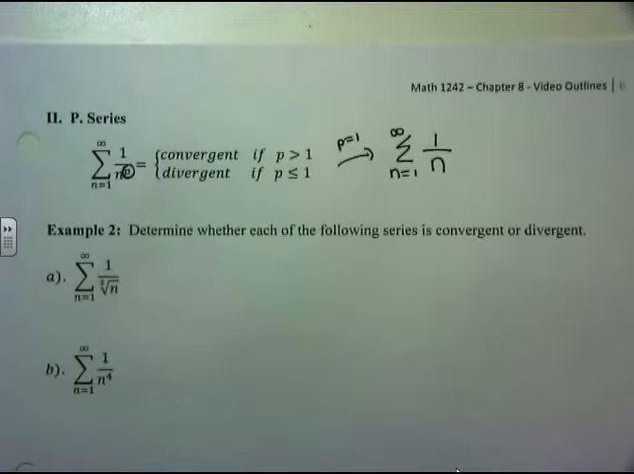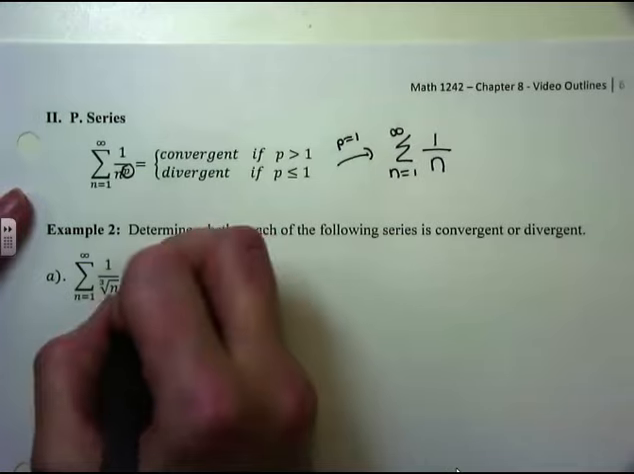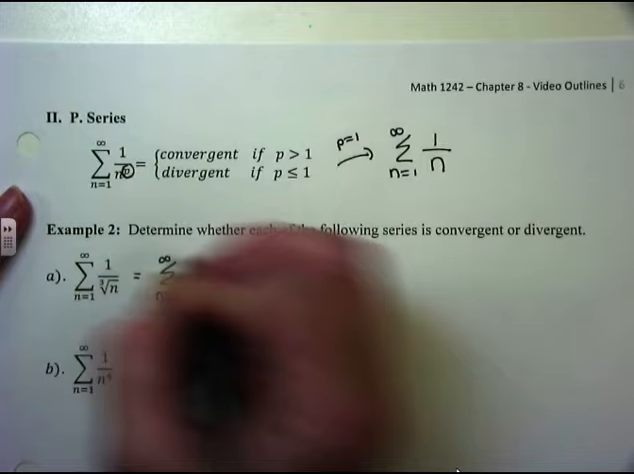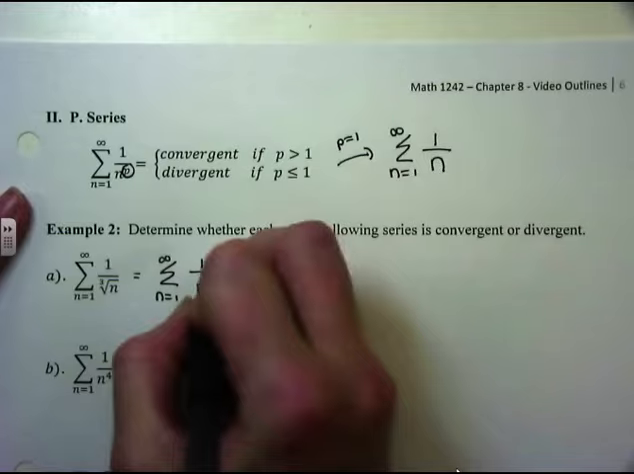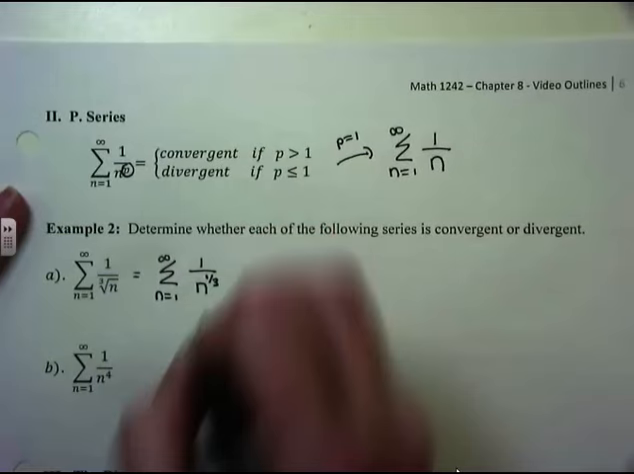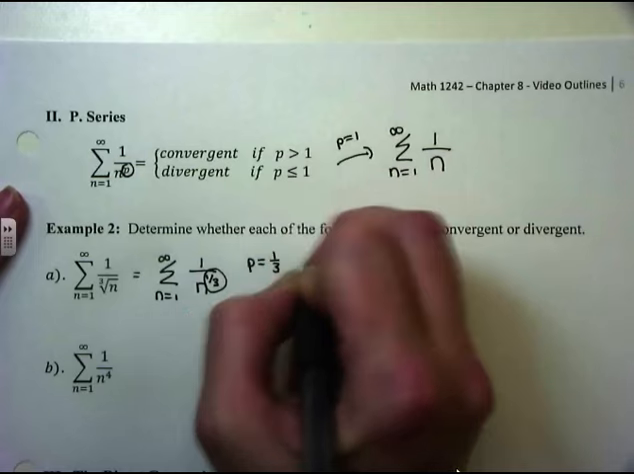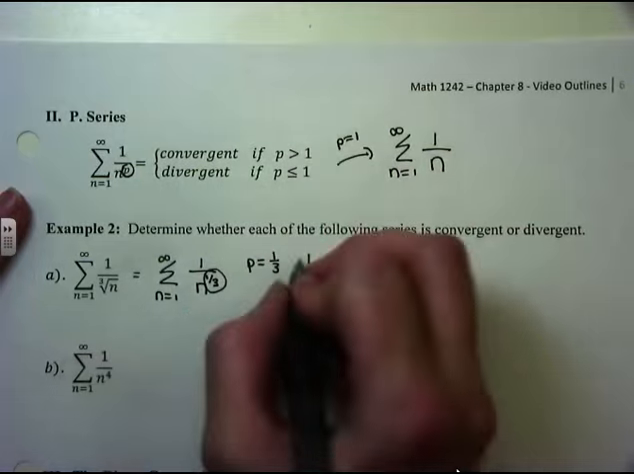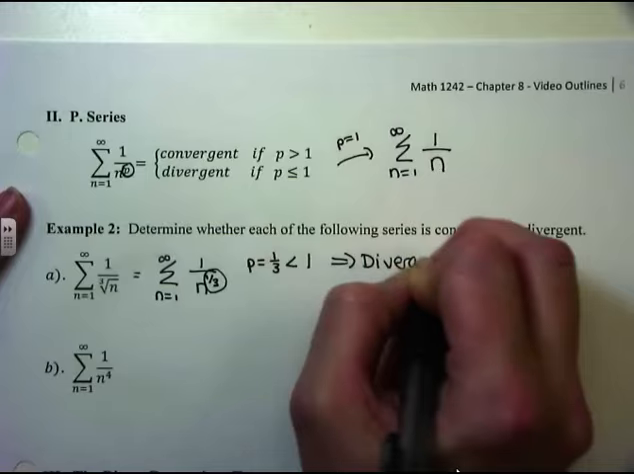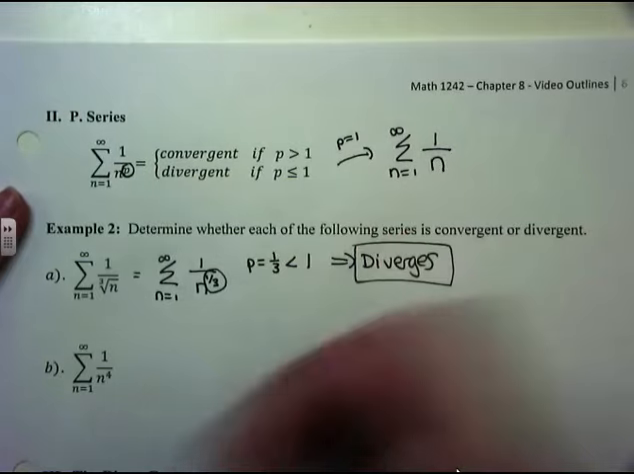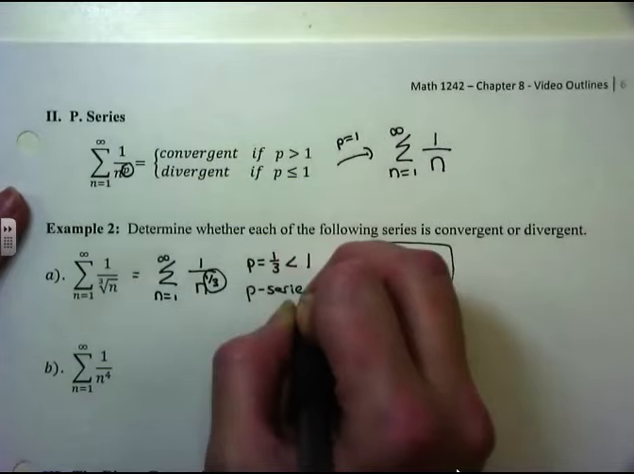So determine whether each of the following series is convergent or divergent. The first one, I have a sum going from 1 to infinity of 1 divided by the cube root of n. So the first thing I would notice is that I can take this series from 1 to infinity and write it as 1 over n to some power. The cube root I know can be written as the 1/3 power. So the power I have is 1/3. I want to compare that to 1. Notice it's less than 1, so this series diverges. And you can just say it's a p-series. Right, diverges.